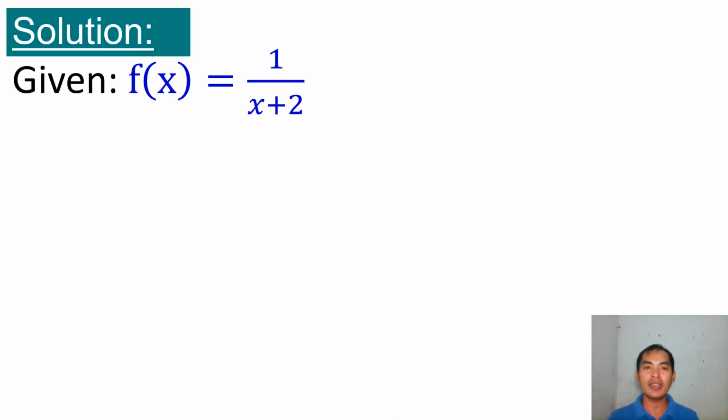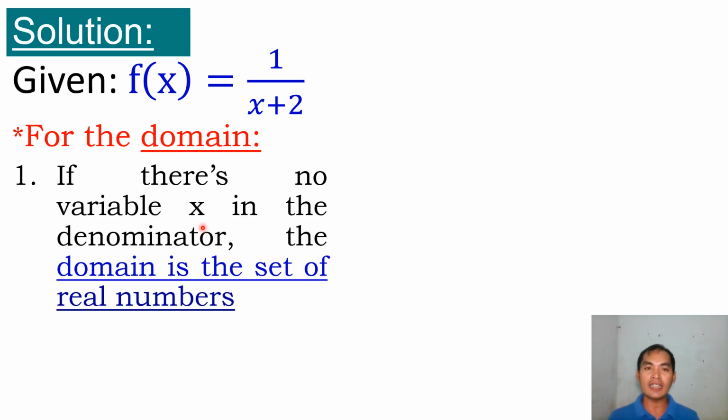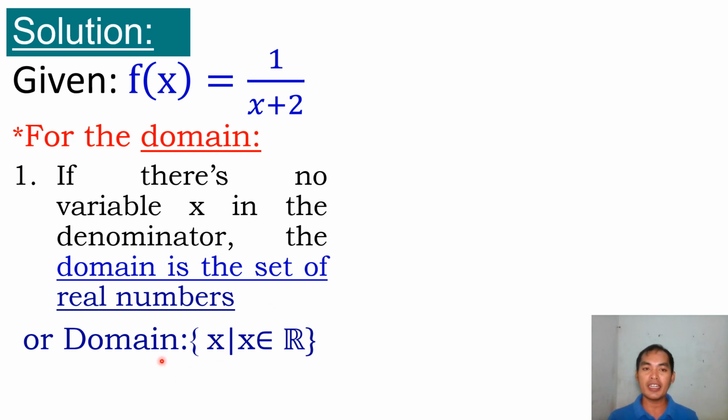The solution here to find for the domain, take note that if there is no variable x in the denominator, the domain is always the set of real numbers, or you can express that x such that x is an element of real numbers. This is in set notation or set builder notation, or from open interval from negative infinity to positive infinity. This is by interval notation.